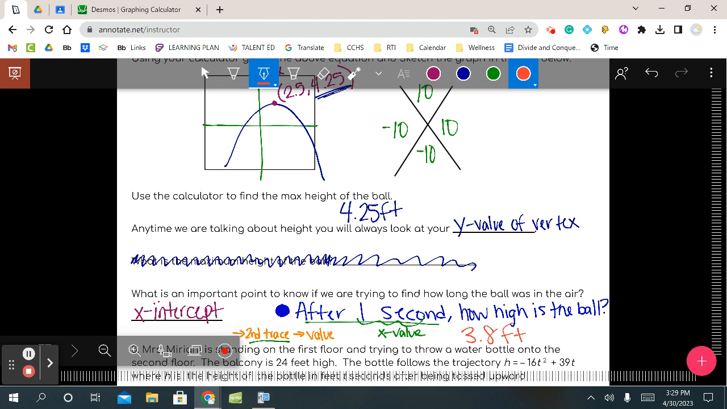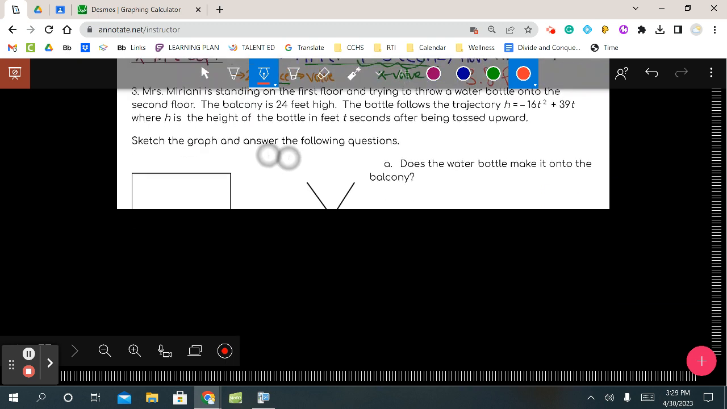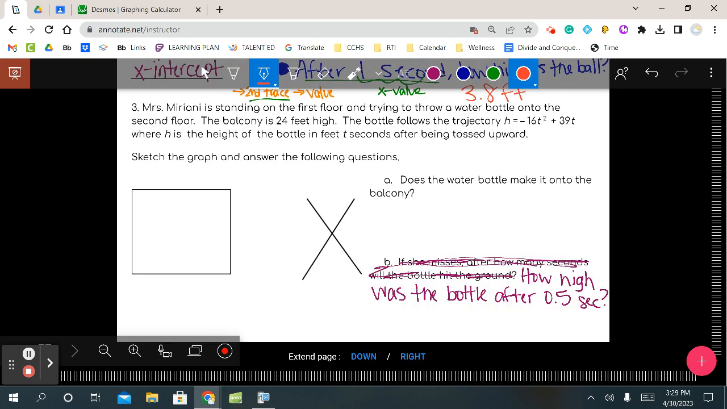Okay, let's go down and do the last problem. Mrs. Mariani is standing on the first floor and trying to throw a water bottle onto the second floor. The balcony is 24 feet high. The bottle follows the trajectory h equals negative 16t squared plus 39t, where h is the height of the water bottle in t seconds after being tossed upward. Sketch the graph and answer the following questions.